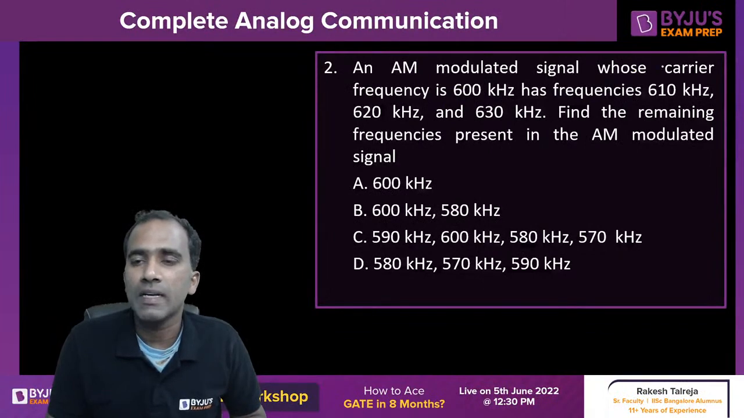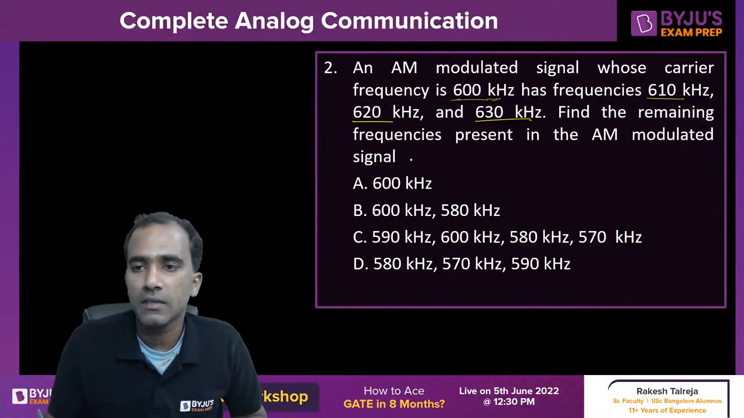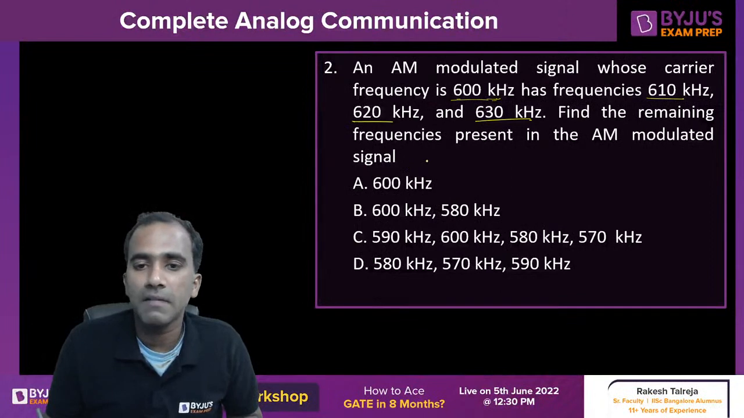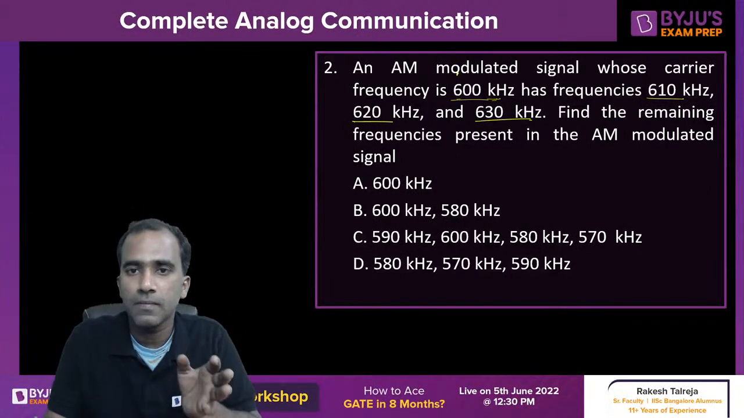Same data. An AM modulated signal whose carrier frequency is 600 kilohertz has frequencies 610, 620, 630. Find the remaining frequencies present in the AM modulated signal. What are they? Can anyone answer? 600, 610, 620, 630. This is FC.